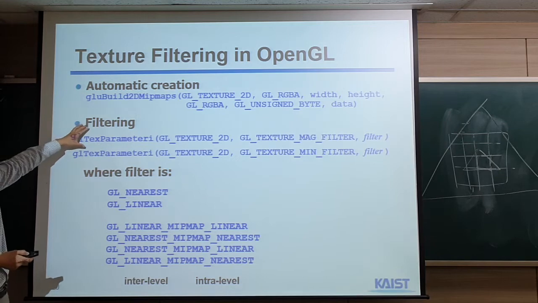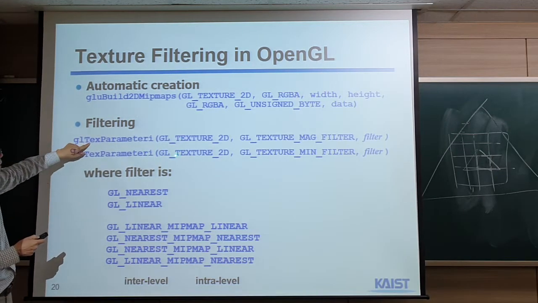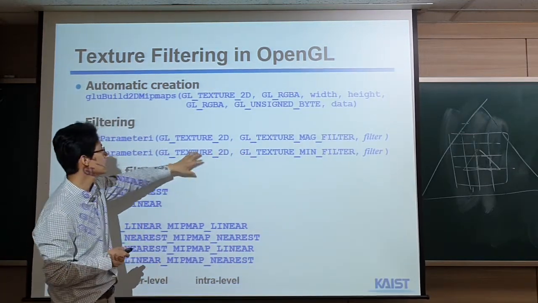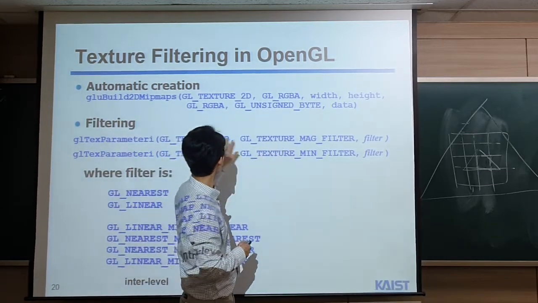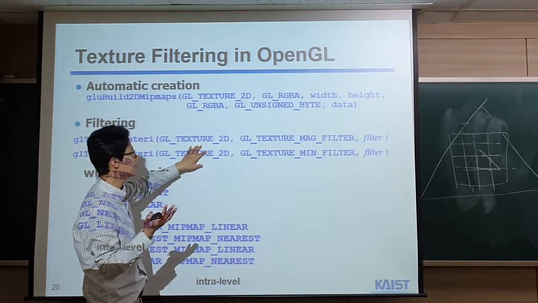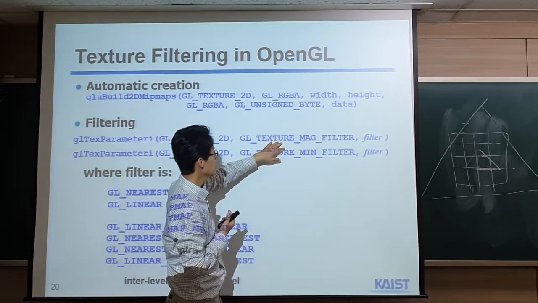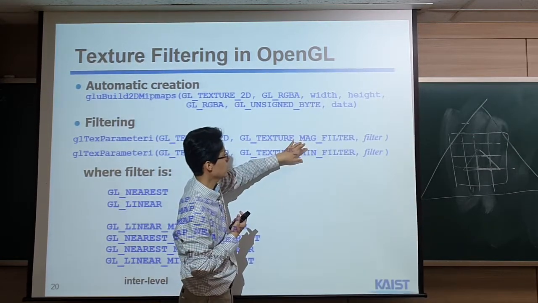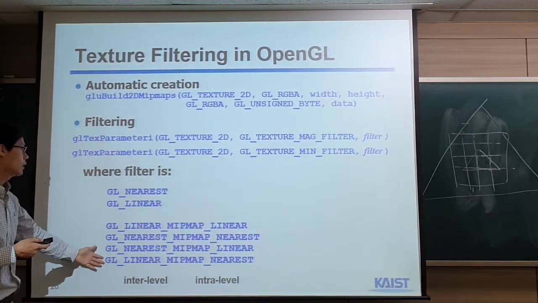And then for the filtering, you can call this function glTexParameter, and then you can specify what kind of parameter you want to change. Here GL_TEXTURE_2D, and you are using the 2D texture map. Actually, later I'll talk about there are even 3D texture maps. So I specify the 2D texture, and I'd like to talk about the filter related to magnification, and I specify the filter there. And filter options there are a lot of them.